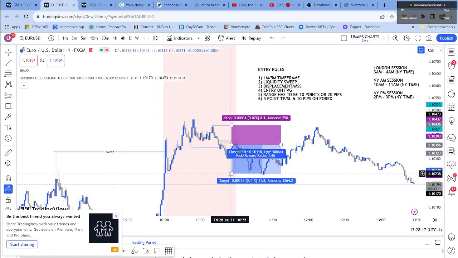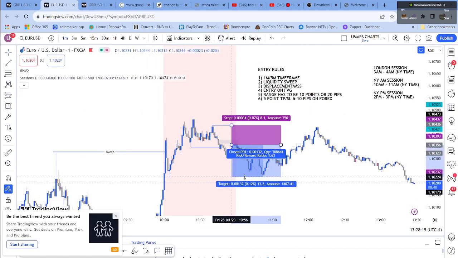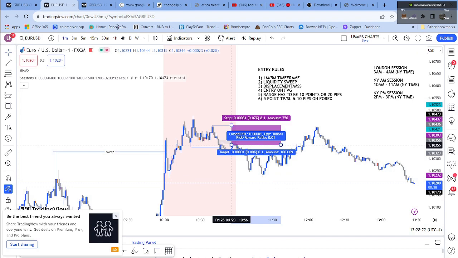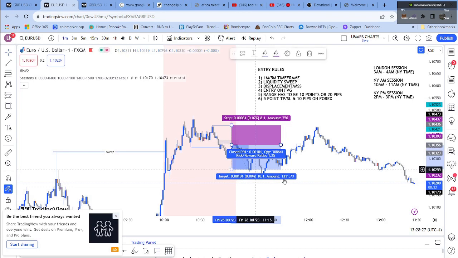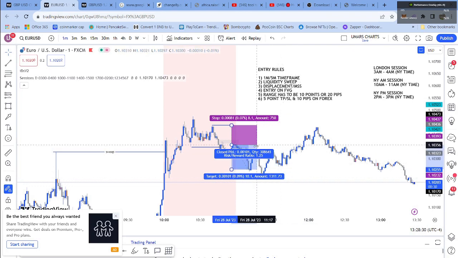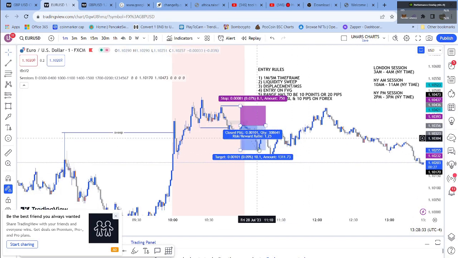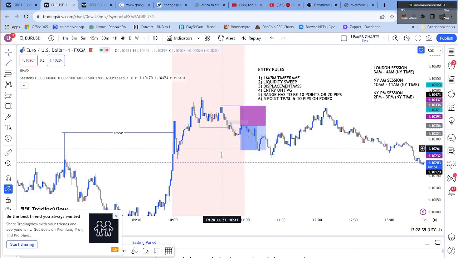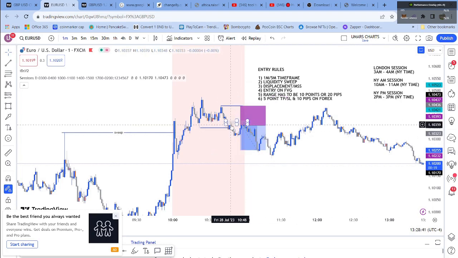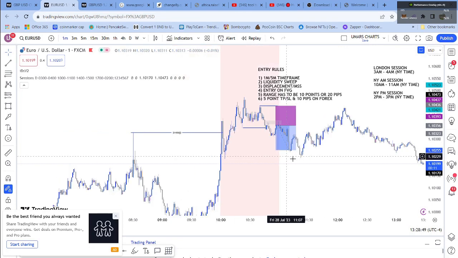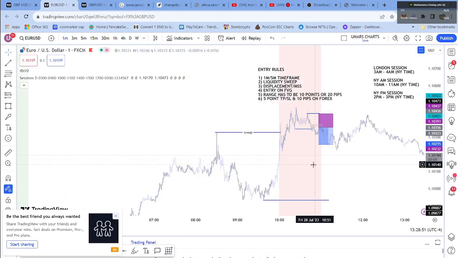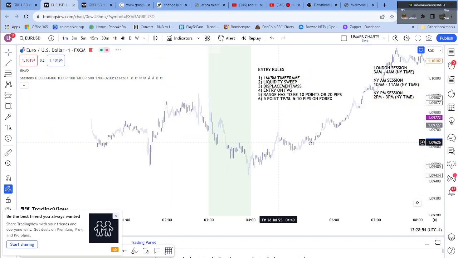So let us see. As you can see, 10 pips would be right about here. This would be a 10 pip range. As we can see, market came back after the displacement into the fair value gap, tapped the fair value gap not once but twice, and then shot down, and it hit your target of 10 pips. Let's see if we can find another setup.